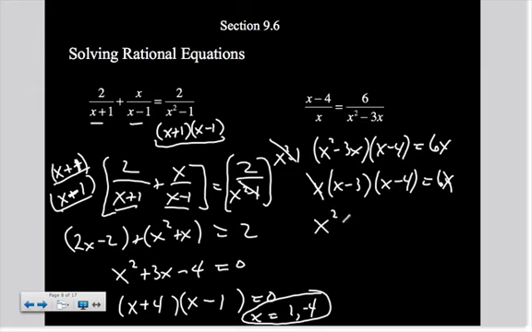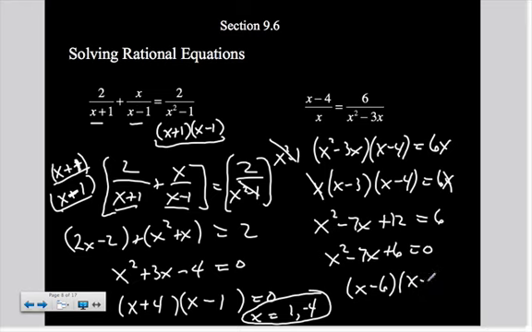So this becomes x squared minus 7x plus 12 is equal to 6. If I subtract 6, x squared minus 7x plus 6 is equal to 0. And I want factors of 6 that add up to be 7. So that's going to be x minus 6 times x minus 1. So x is equal to 6 and 1.